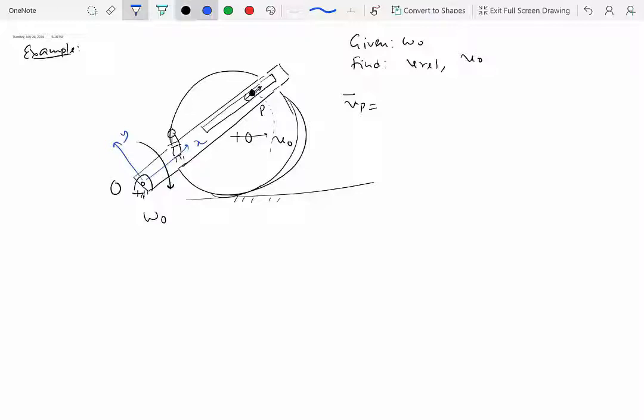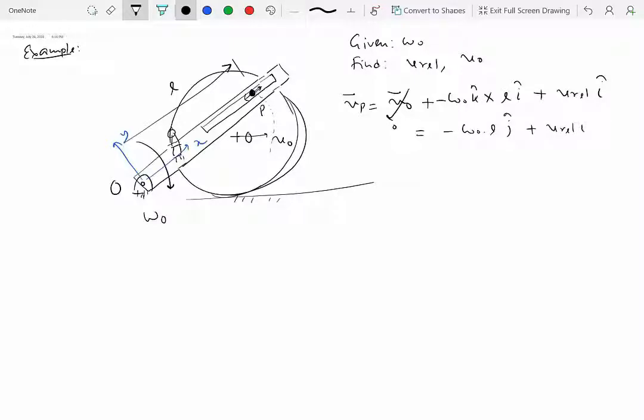So Vp equals velocity of O, which is 0, plus omega 0 k hat, that's negative, cross r of P with respect to O. Let's say this distance is given to you as L at this instant, so that's L i hat, plus V relative, and we don't know the direction, so we'll assume it to be positive i hat. So that is minus omega 0 times L j hat plus V relative i hat, and that is the velocity of pin P. Okay, so that's one equation.